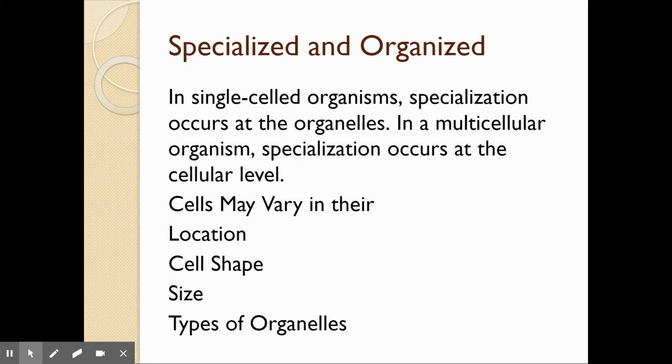Again, we talked about shape when we looked at animal and plant cells. Animal cells are circular and plant cells are more square. And again, location is just where in the body they are. A kidney cell is located where the kidneys are, and a hair cell is located maybe on your head. They're in different locations.